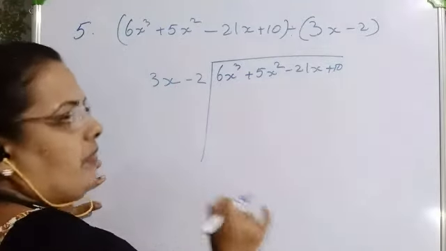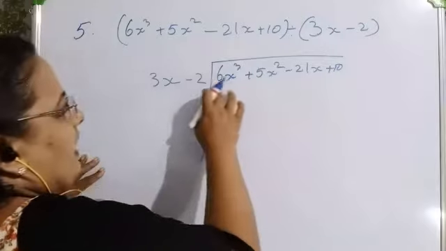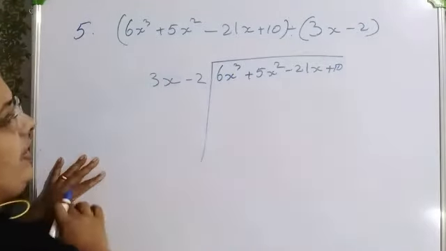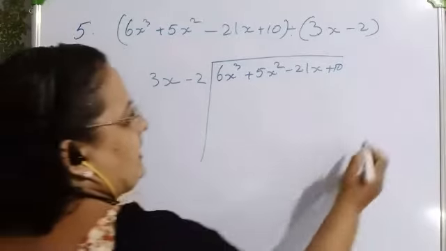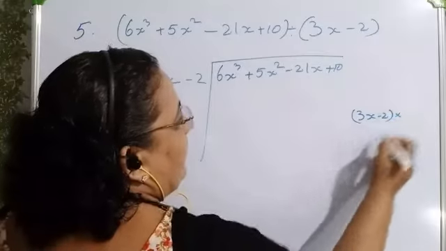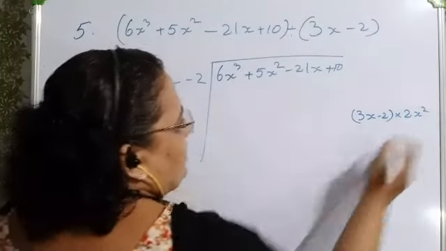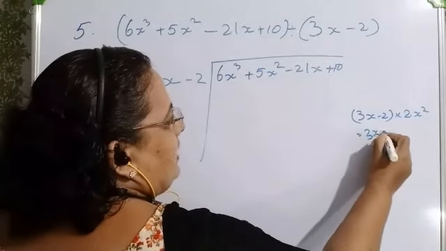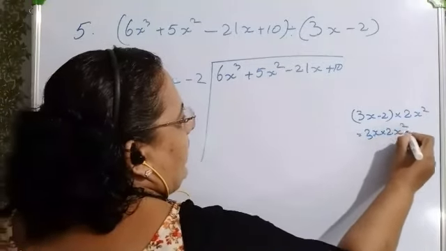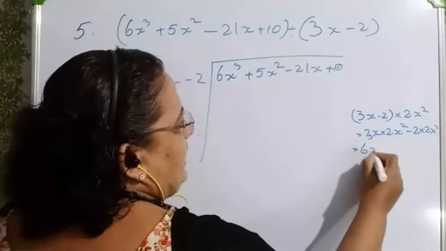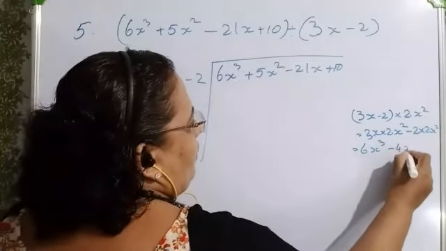Same way, we have to eliminate the 6x cubed. So what shall be done with the 3x to make it 6x cubed? 3x minus 2 multiplied by 2x square. So that is 3x multiplied by 2x square minus 2 multiplied by 2x square. That is 6x cubed minus 4x square.